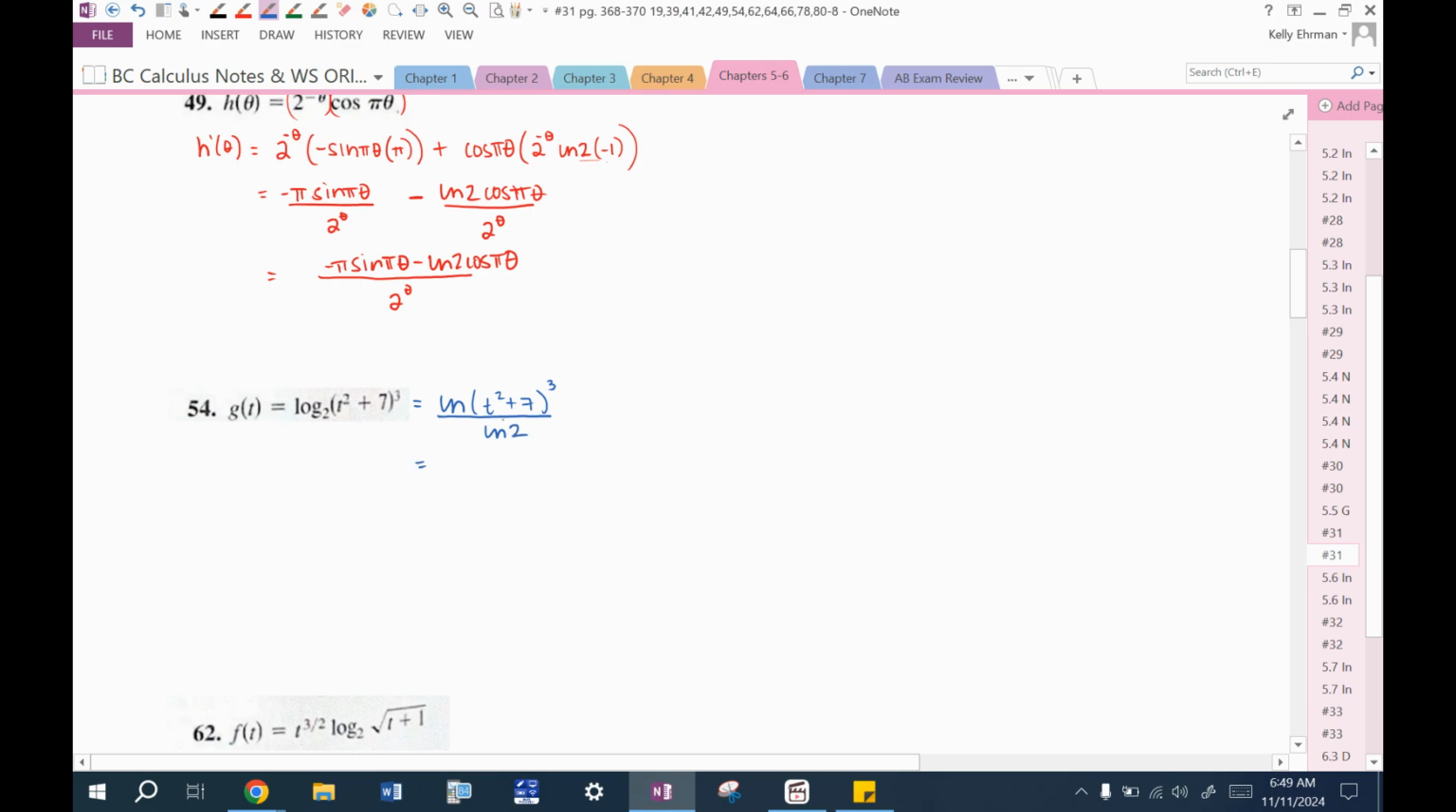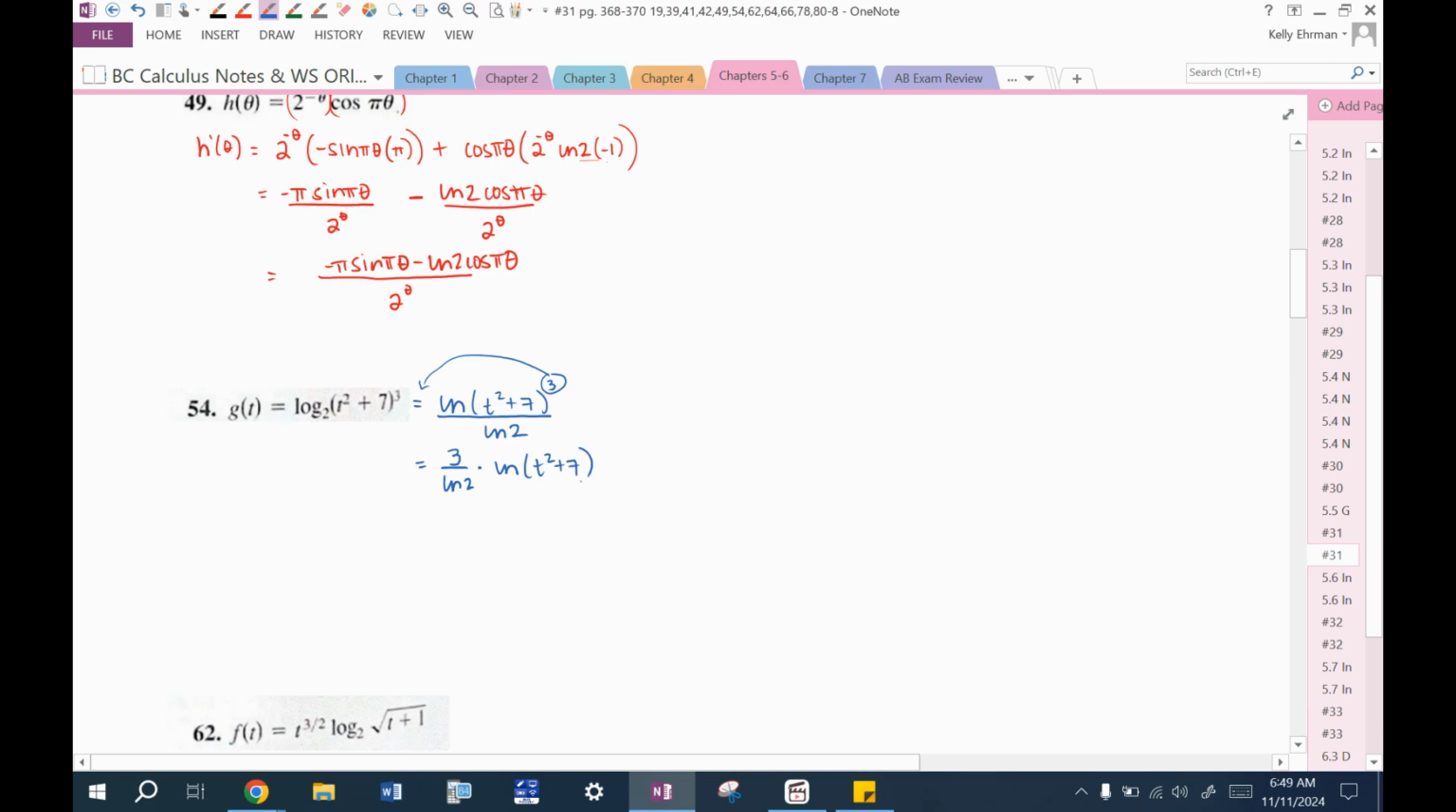And you can still use a little bit of expansion here to begin with. So first of all, 1 over natural log 2, that's just a constant. So sometimes I pull it out so that I don't think of it as like a quotient rule or anything. And then remember, this exponent in a logarithm can get multiplied out in front. So really we have a 3 that's out in front here. 3 over natural log 2 times natural log of t squared plus 7.